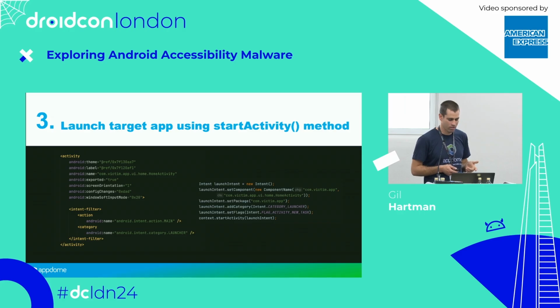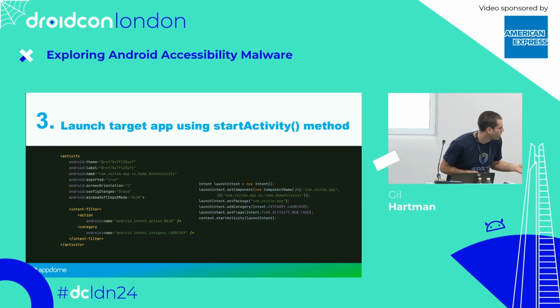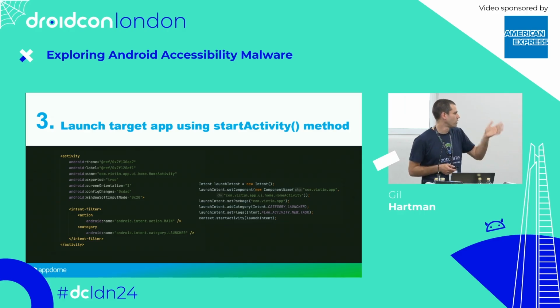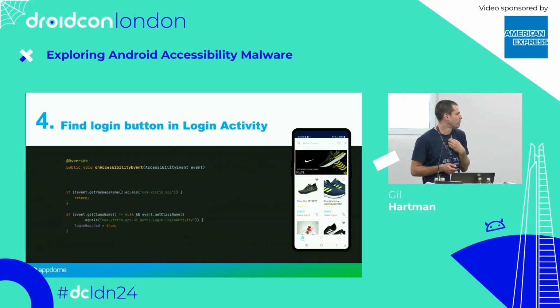I just launch my app: set component, set package, add category, start activity. That's it, I launched my victim app from my malware app. Now that I launched my victim app, I want to put in usernames and passwords. I want to start the credential stuffing attack, so I want to get to the login screen. I'm at the home screen, so what's the easiest way to get to the login screen? I want to press on the cart button. That's going to take me to the login screen in this specific victim app.